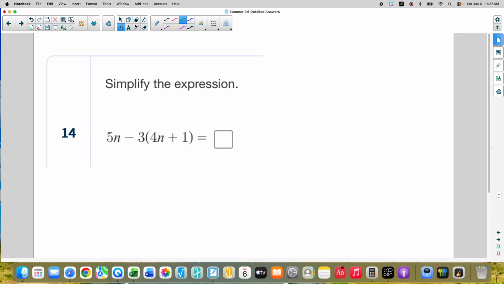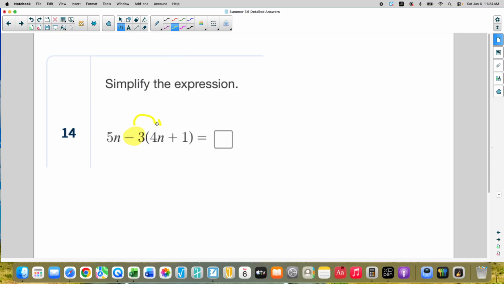Simplify the expression. This is good. What are we simplifying? This is a place where a lot of students make a mistake. They distribute out the 3, but this is a negative 3. So we need to distribute a negative 3 into that parenthesis.